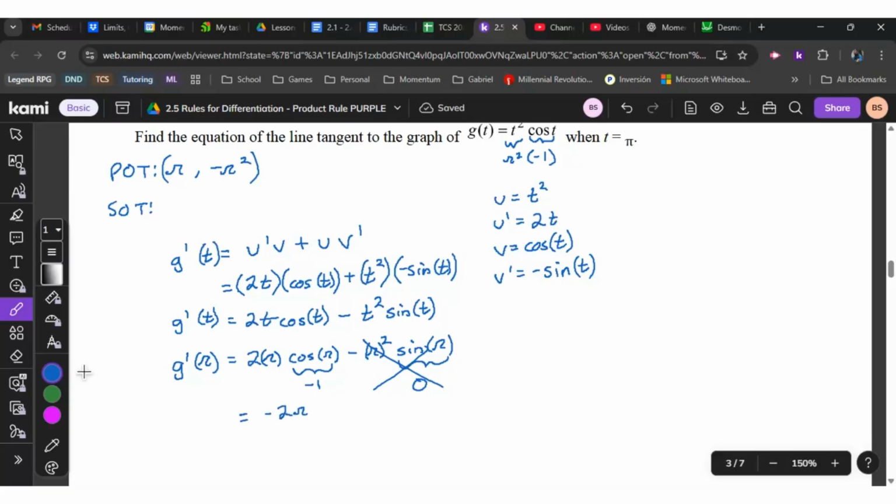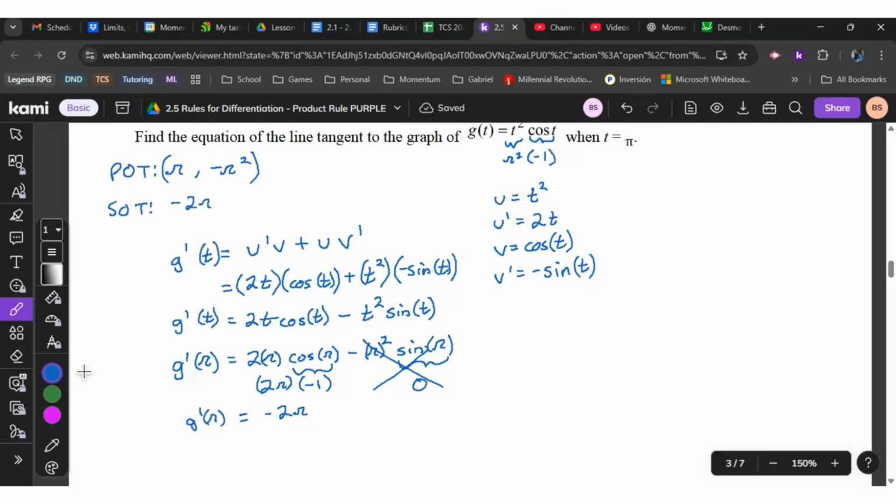Again, let's just move the negative to the front, because if I write it like this, somebody's going to write 2 pi minus 1, and that's not the answer, okay? They're multiplied. So write it as negative 2 pi, like so. Okay, so that's my slope.